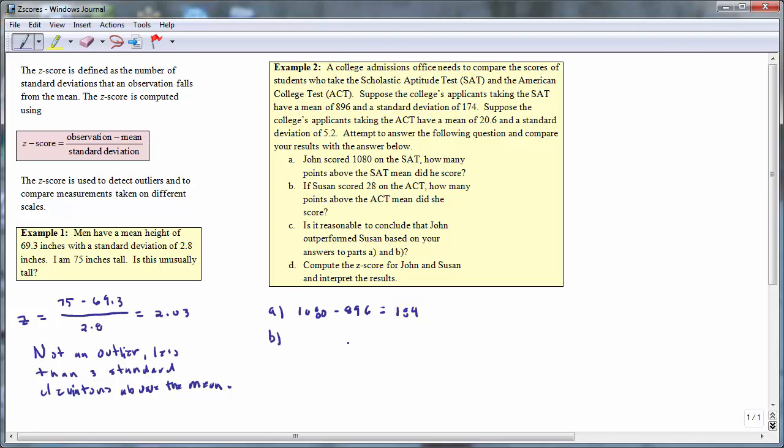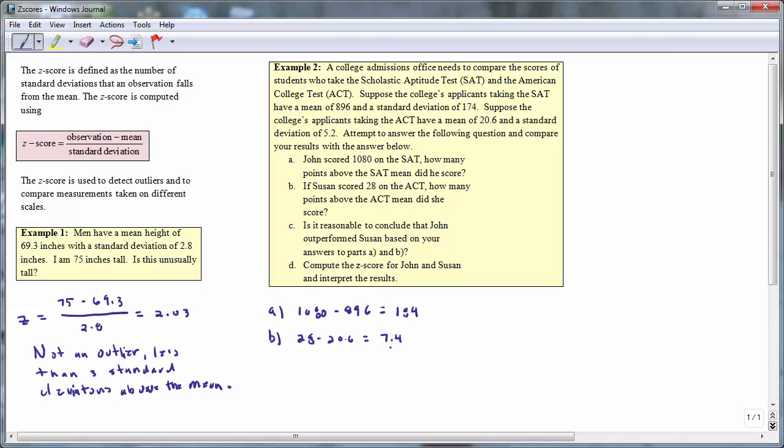In Part B, Susan scored 28 on the ACT. How many points above the ACT mean did she score? So you take Susan's score of 28, subtract the mean for the ACT of 20.6, do the subtraction, and this is 7.4. So Susan scored 7.4 points above average.